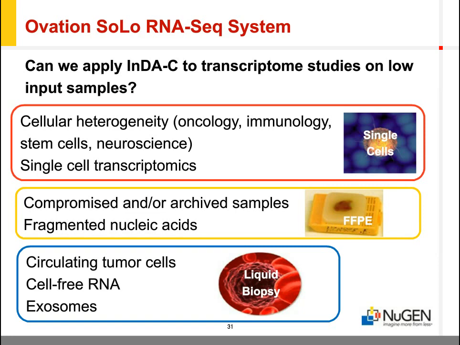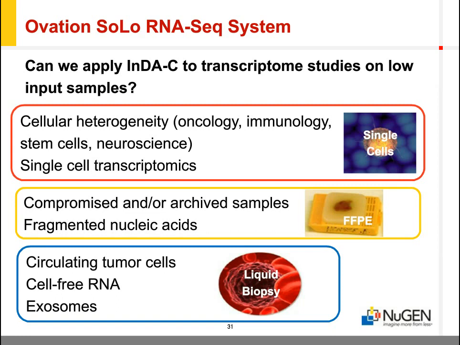Another application would be analysis of compromised and/or archived samples, such as RNAs that have been preserved in FFPE. These samples are typically available at minimal input levels, and in addition are often highly fragmented. A third arena for such a technology would be in the liquid biopsy field, allowing for the analysis of circulating tumor cells, cell-free RNA, and exosomes.